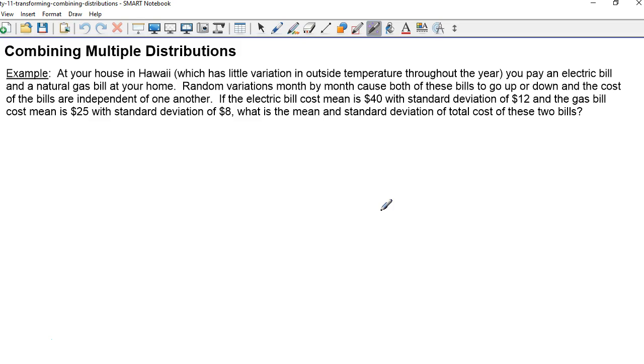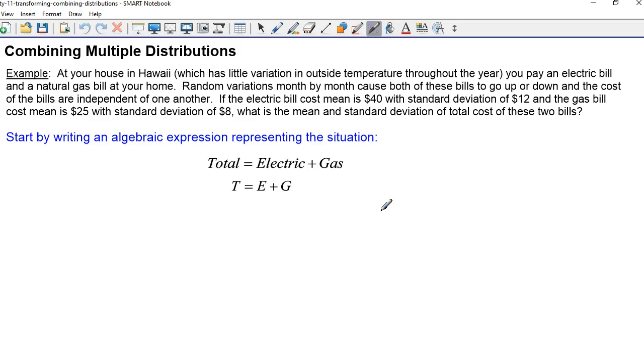Okay, if the electric bill cost is a normal distribution with a mean of $40 and a standard deviation of $12, and the gas bill cost is $25 mean with a standard deviation of 8, what is the mean and standard deviation of the total cost of these two bills? Okay, so you could start by writing an algebraic expression that represents the situation. The total cost is the electric cost plus the gas, T equals E plus G.